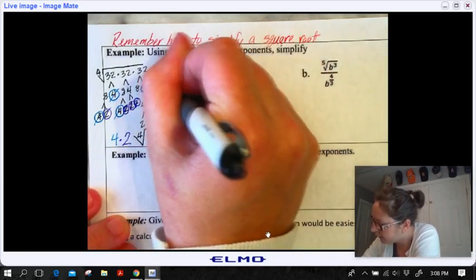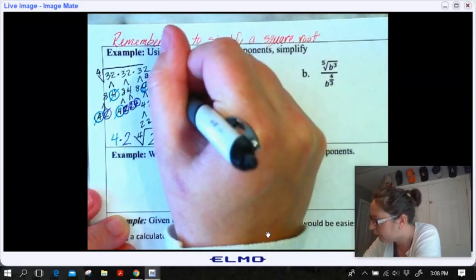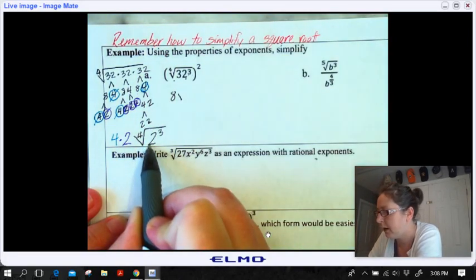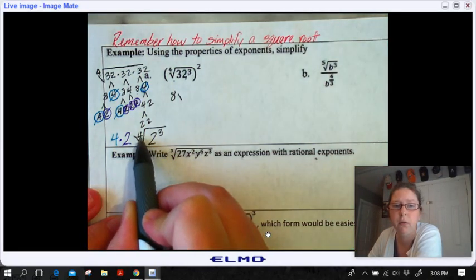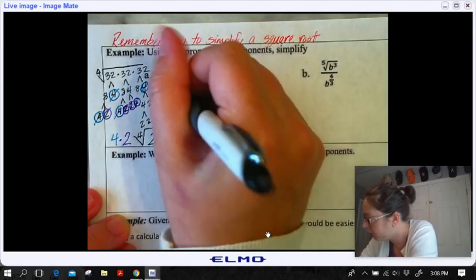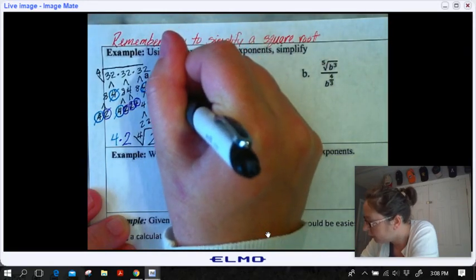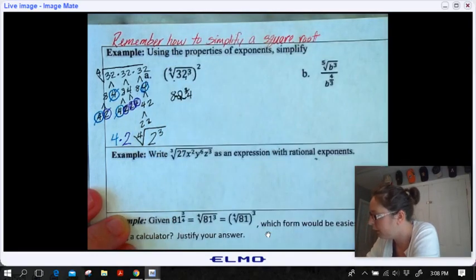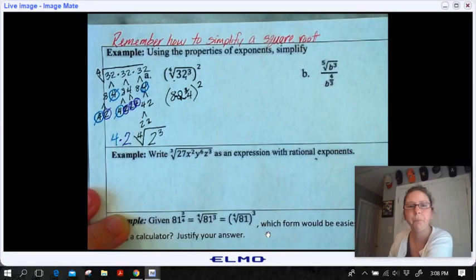So let me just write this now. This gave me 8. I want to write this as a fraction. So let's do the root comes down. So I have 2 to the 3/4 power. So 8 times 2 to the 3/4 power. And that is all being squared.